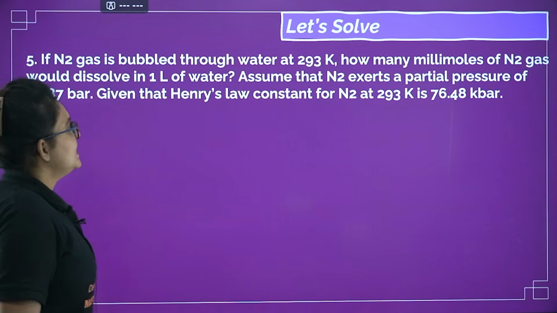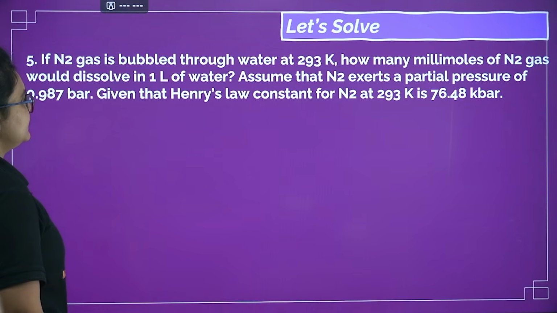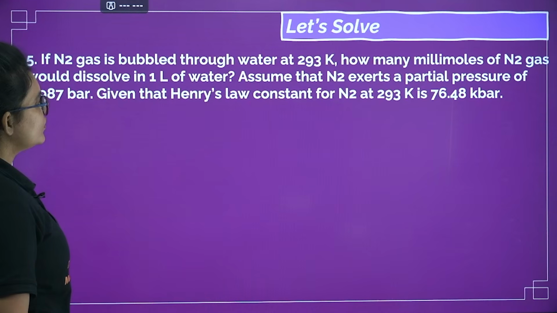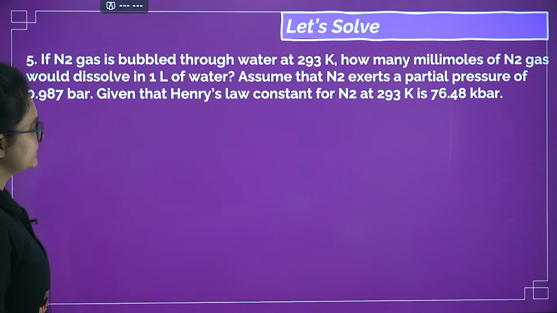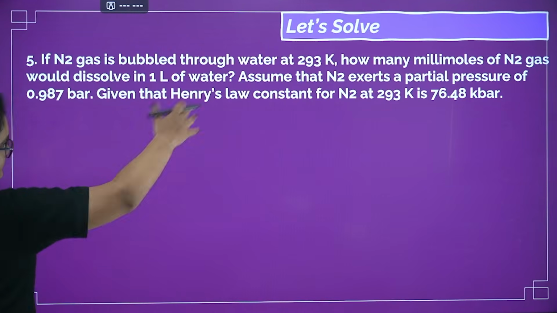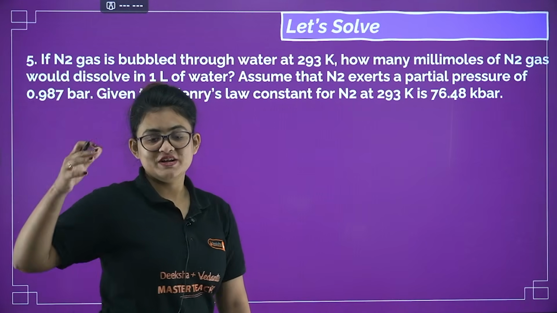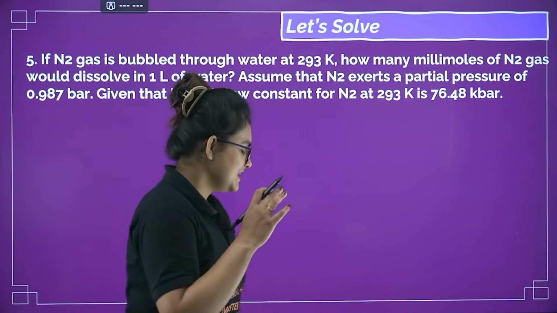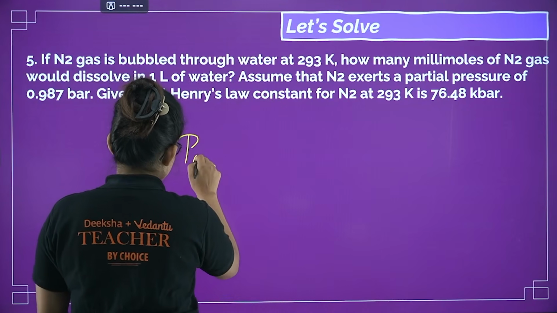Okay, let's see. If nitrogen gas is bubbled through water at 293 Kelvin, how many millimoles of nitrogen gas would dissolve in 1 liter of water? Assume that nitrogen exerts a partial pressure of 0.987 bar, given that Henry's law constant is this. Okay, fine, let's do it. Since they gave the Henry's law constant, you have to follow Henry's law here. How should you follow it? Write the formula first.